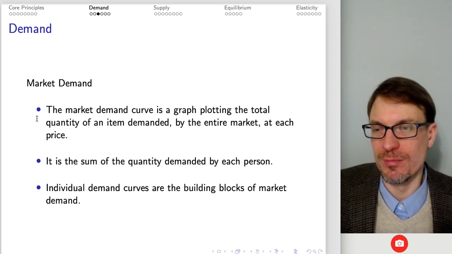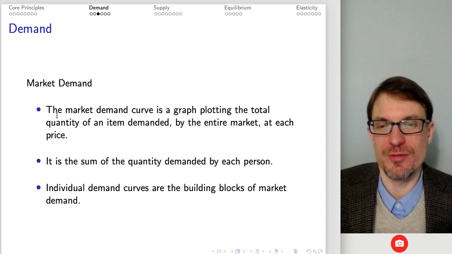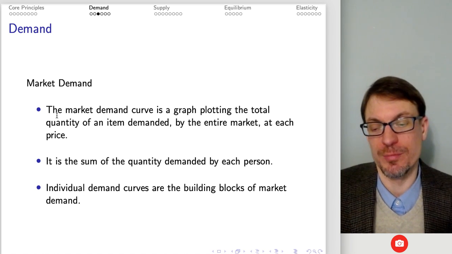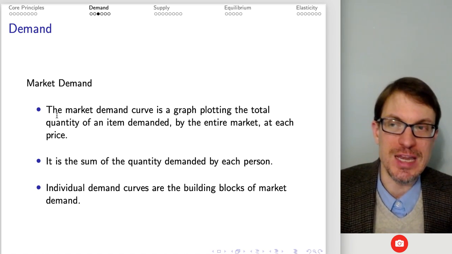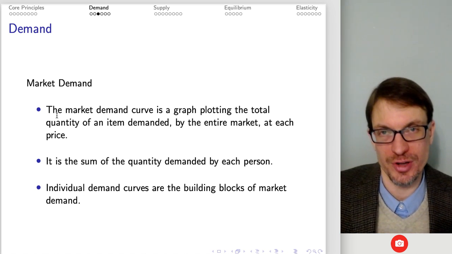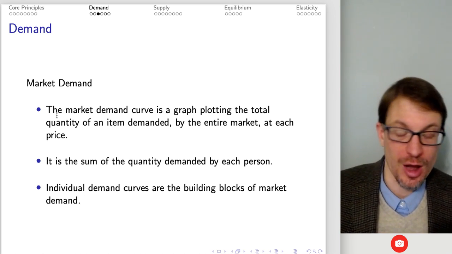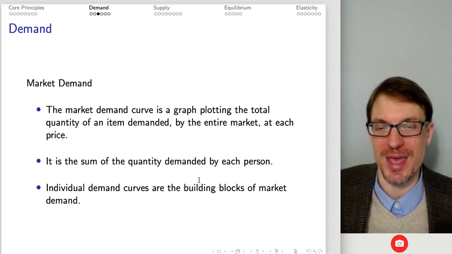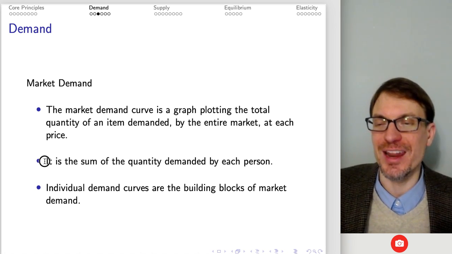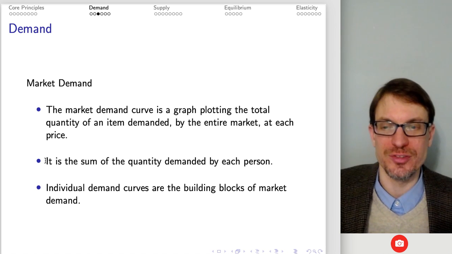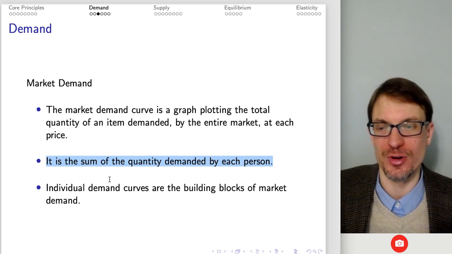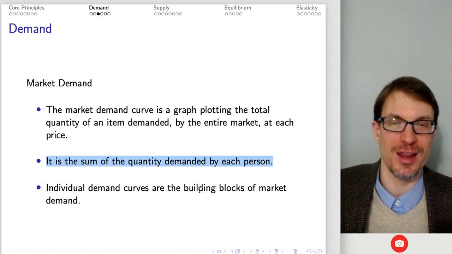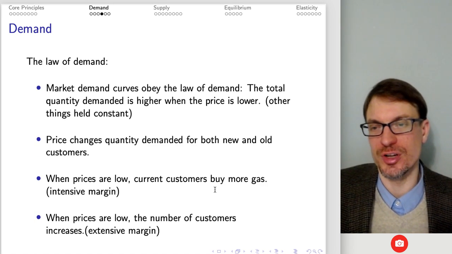Anyway, so then market demand. The market demand curve is a graph plotting the total quantity of the item demanded by the entire market at each associated price. So the only thing that differs relative to the individual demand is that now we're extending this to all market participants. So for a given price, what's the quantity? Oh, it's not just the quantity from one person, it's the quantity from everyone in the market. So that's the difference. At a specific price, the quantity that we see is the sum of the quantity demanded by each person. And ultimately, the individual demand curves are the building blocks for the market demand. We're aggregating up everybody's individual demand to get the overarching demand curve.